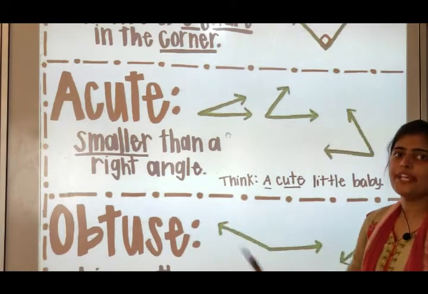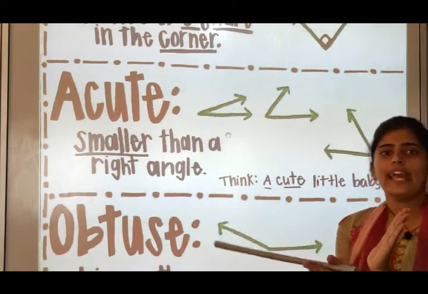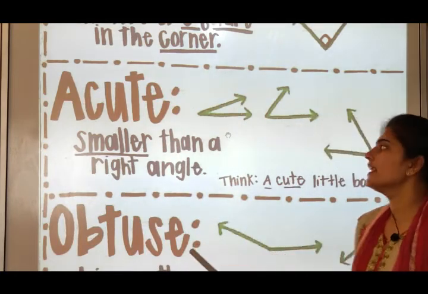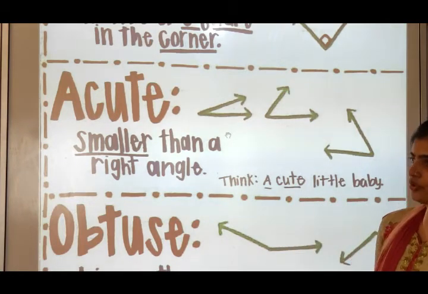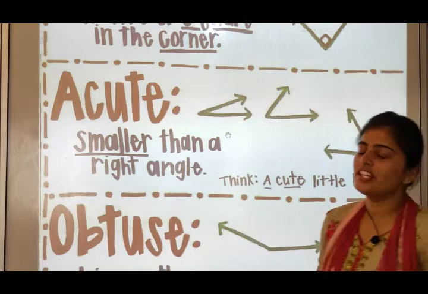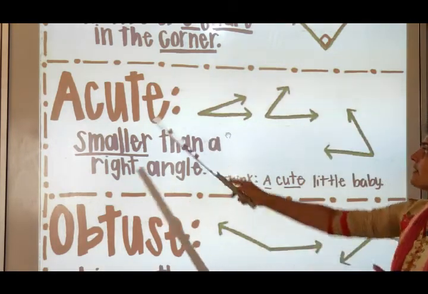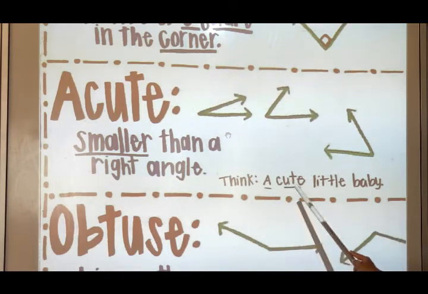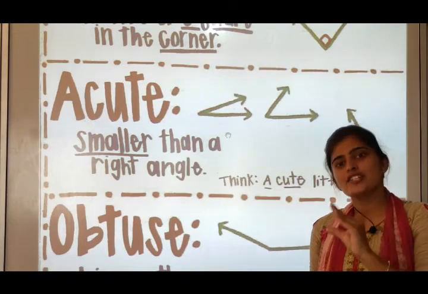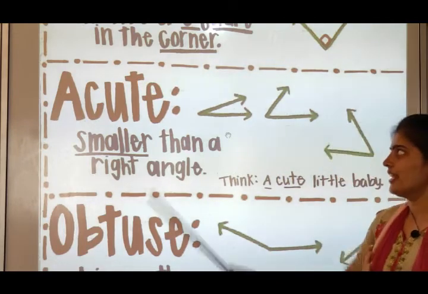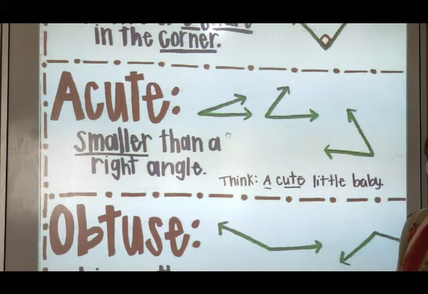Now here is the acute angle, which means smaller than a right angle. The angle which is not an L but less than an L is an acute angle. Now how to remember whether it is acute or obtuse? When you learn these two topics, you will get confused between acute and obtuse. So the simple thing is, whenever it is acute, think of a cute little baby. A cute little baby means it is small, less than 90. Whenever it is acute, it is little, so it is smaller than a right angle.